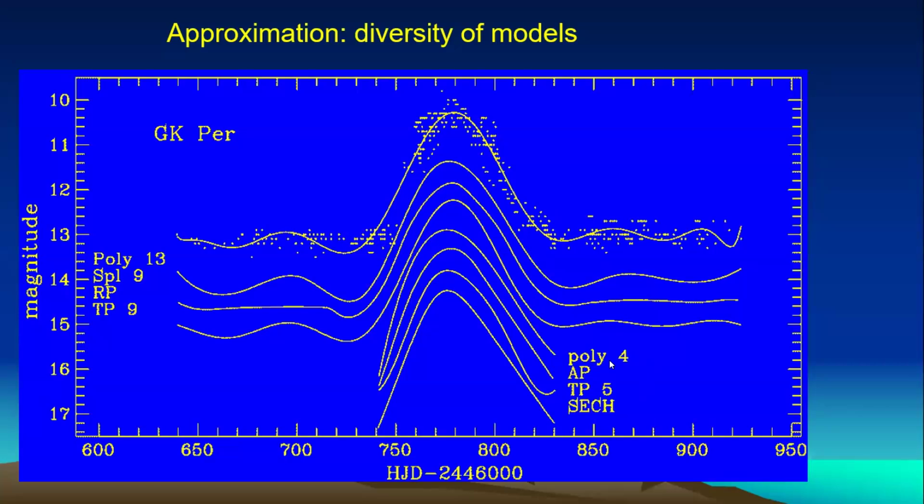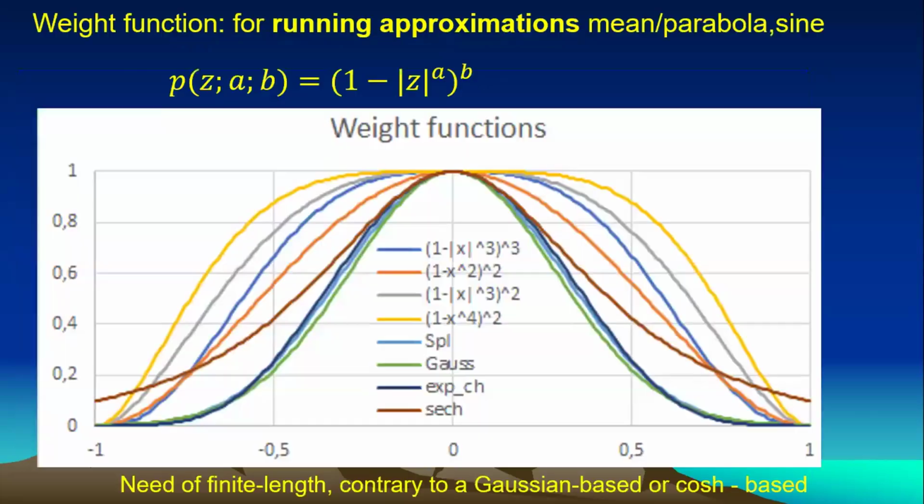Okay, if we want to make a physical modeling, we must know the structure of the star, the temperature, and so on, how it makes an outburst, and so on. Here we speak just about phenomenological modeling, so polynomial of fourth order, asymptotic parabolas, I will introduce them, trigonometric polynomial, and secants, hyperbolic secants, which is also fruitful for asymmetric curves.